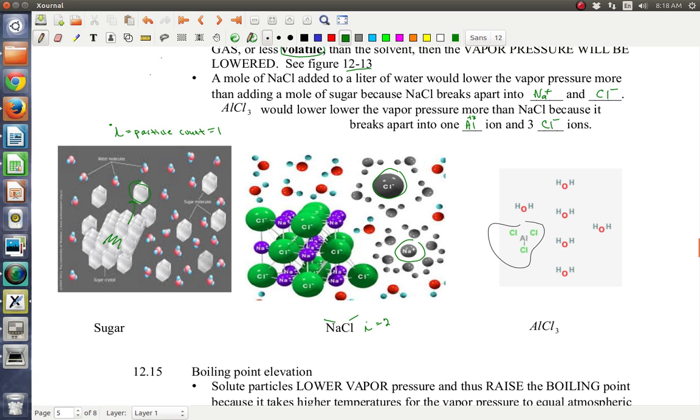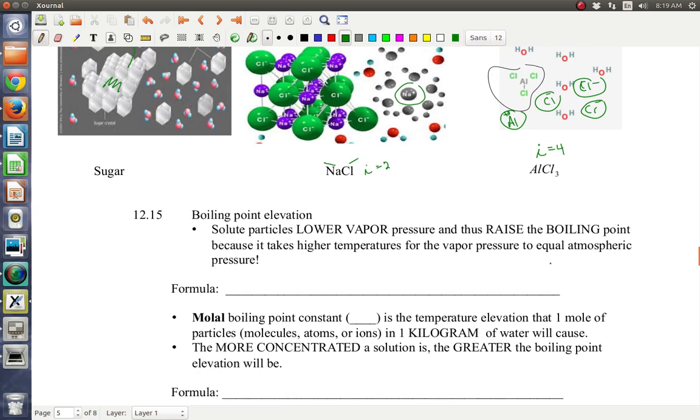This looks like angry sodium for some reason. Aluminum chloride breaks apart into more pieces. I couldn't find a really great picture, so this is the aluminum chloride compound. It's going to break apart into aluminum and then 3 chlorines flying around out here somewhere. That means it breaks apart into 4 pieces, so for aluminum chloride, its particle count would be 4. That's going to be very important for what we're about to do.